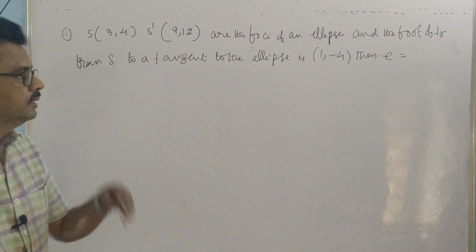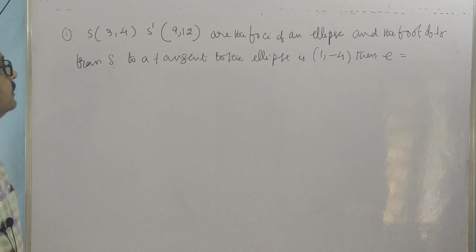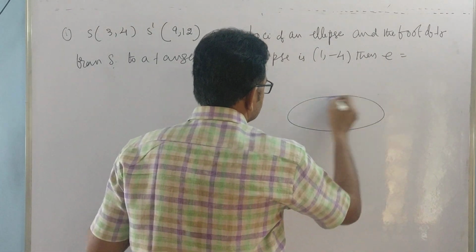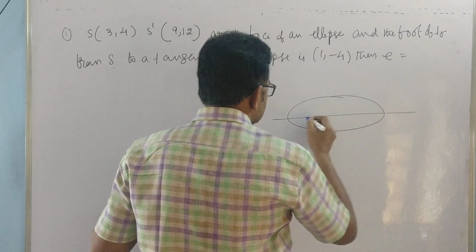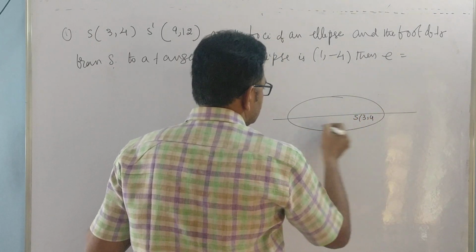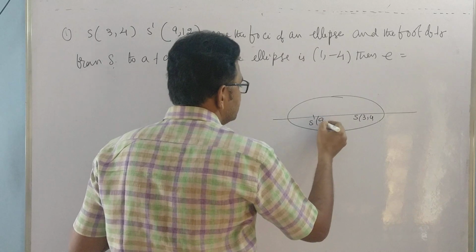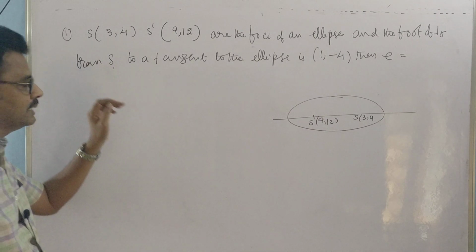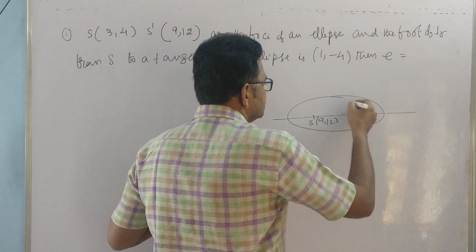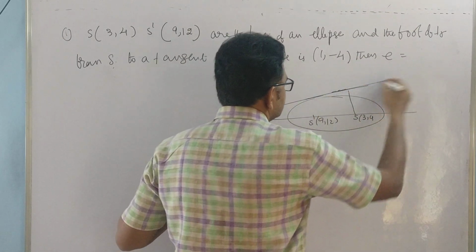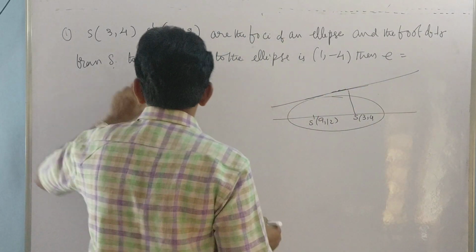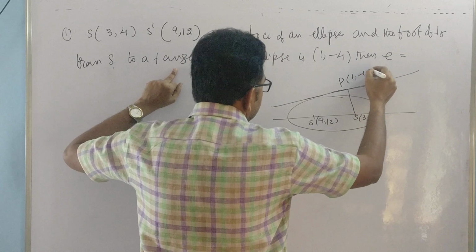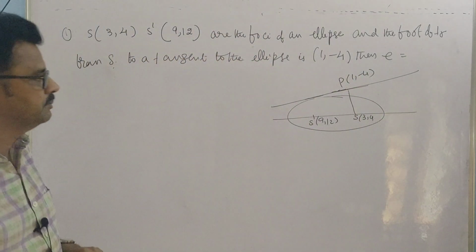Then the eccentricity of the ellipse is... here 3 comma 4. So this is S (3, 4), S dash is (9, 12). These are the foci of the ellipse, and the foot of perpendicular from S to a tangent to the ellipse is given. Consider this point P, given as (1, minus 4). Then the eccentricity of the ellipse is?